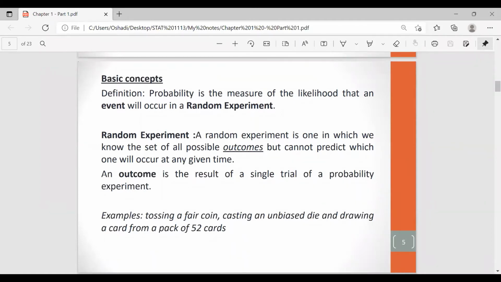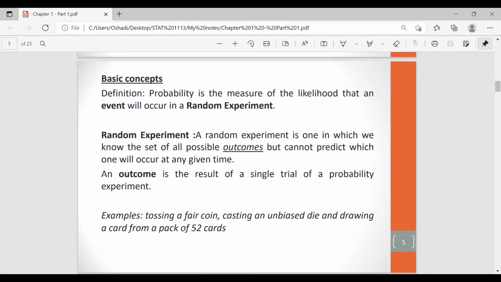What is probability? Probability is the measure of likelihood that an event will occur in a random experiment. So there are some keywords there: event and random experiment. So what is an event and what is a random experiment? Before learning about the definition, you should know these concepts.